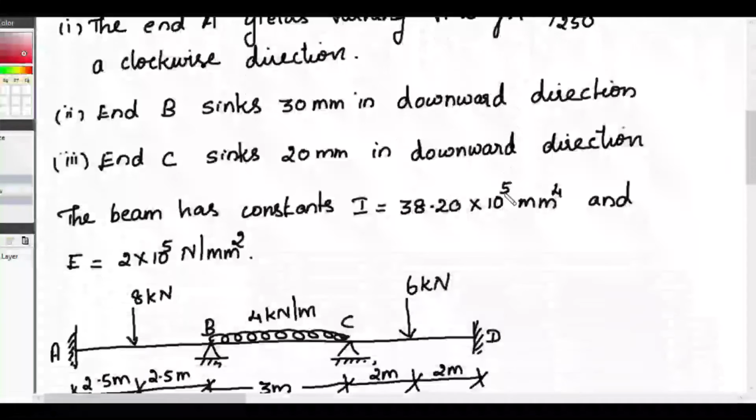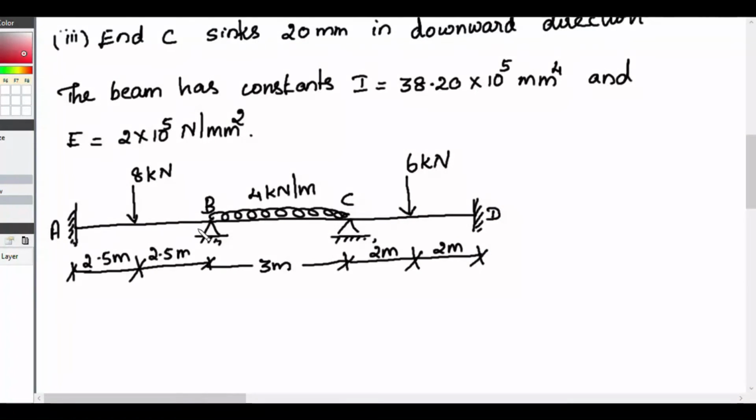So you can see the figure now. So we have a continuous beam ABCD. It is a three span continuous beam fixed at A and fixed at D. Now the span AB is 5 meter long, BC is 3 meter long and CD is 4 meter long. That means 5 plus 3, 8, 8 plus 4, 12. It is a 12 meter long continuous beam. A and D are fixed, B and C are simple supports, they are intermediate supports.